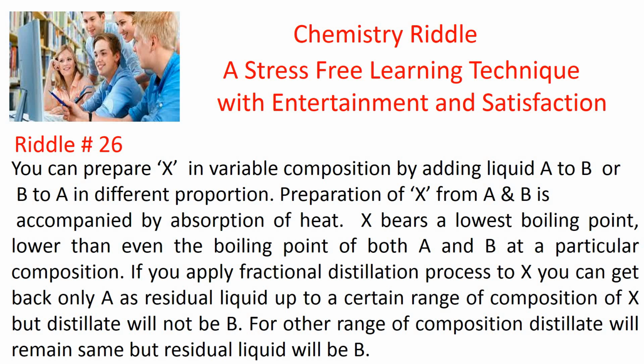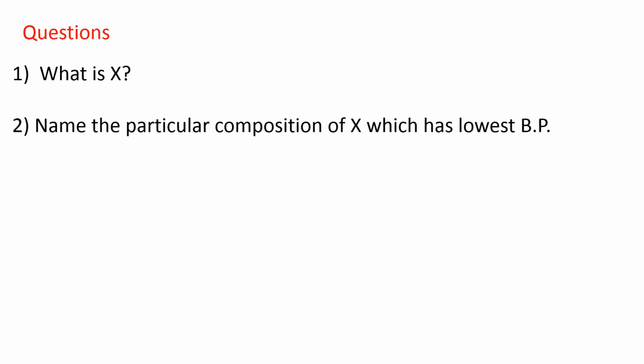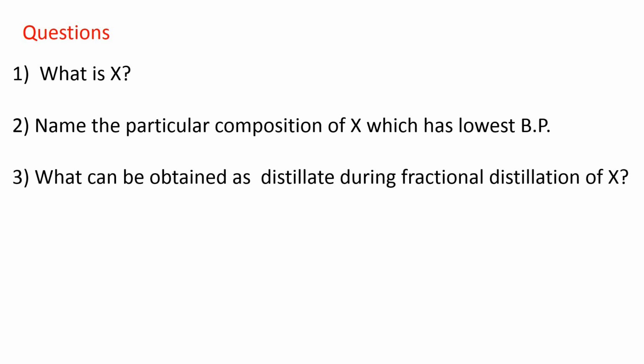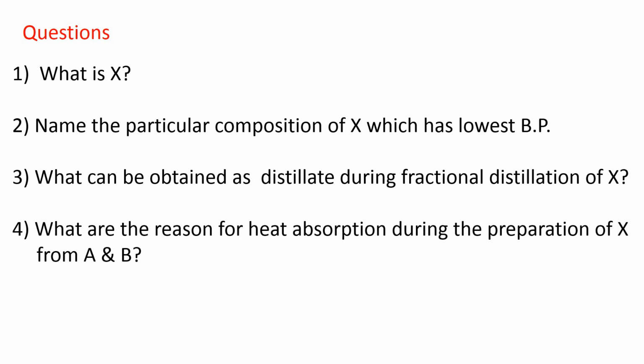Now let's see the questions. The first question is, what is X? Second question, name the particular composition of X which has lowest boiling point. Third question, what can be obtained as distillate during fractional distillation of X? Fourth question, what are the reasons for the heat absorption during the preparation of X from A and B? Now let's solve the riddle and get the answers of all the questions.